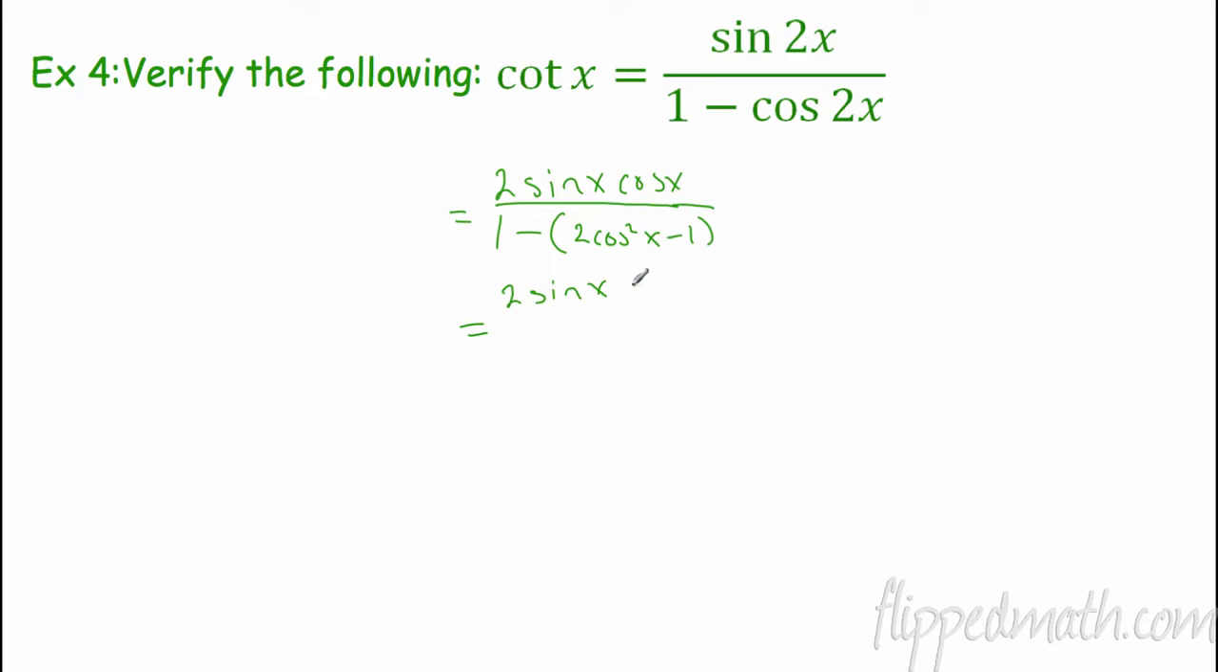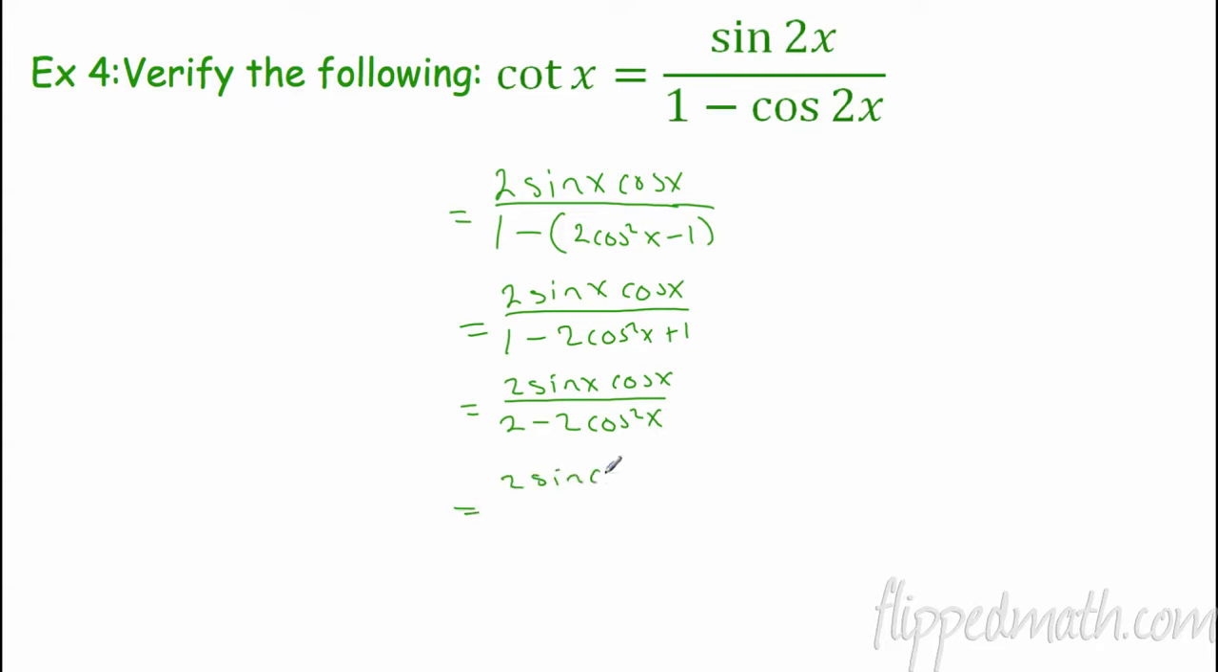2 sine of x cosine of x. To me, this looks like I can distribute, so I have 1 minus 2 cosine squared x plus 1, which gives me 2. So now I have 2 sine of x cosine of x, and 2 minus 2 cosine squared of x. Anytime I see the same number down here, I like to factor. Haven't done a whole lot with the top. So this is 2 times 1 minus cosine squared x.